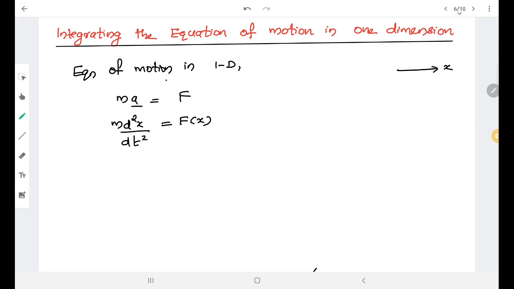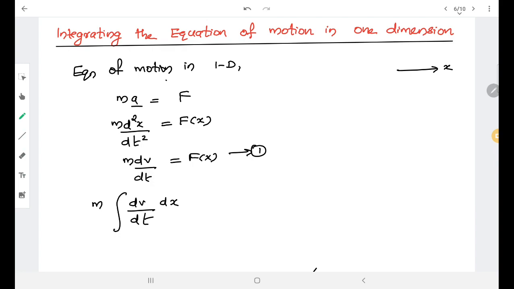Acceleration has only one component, d square x by dt square. We can represent this in terms of velocity also. So m dv by dt is equal to f of x. Let this equation be 1. Now we have to integrate this equation 1 with respect to x. So we take the integration of dv by dt with respect to dx.